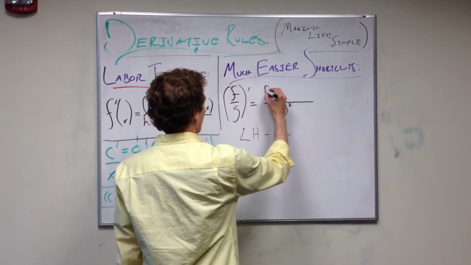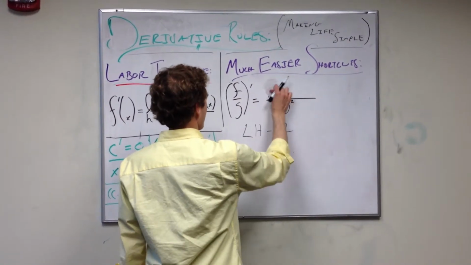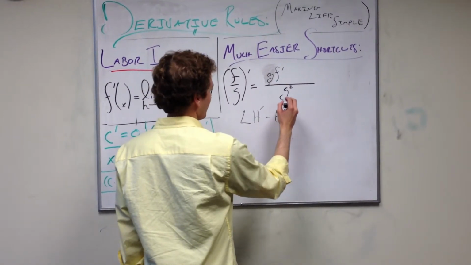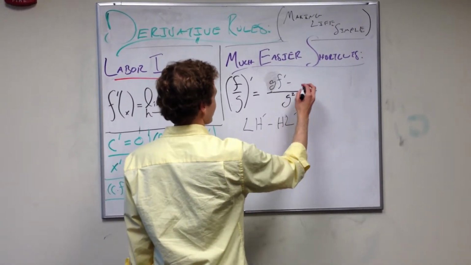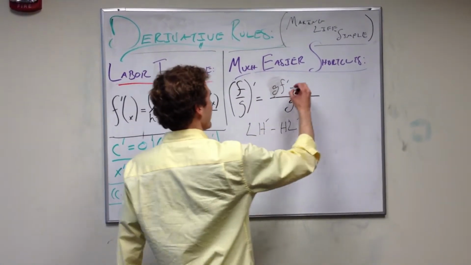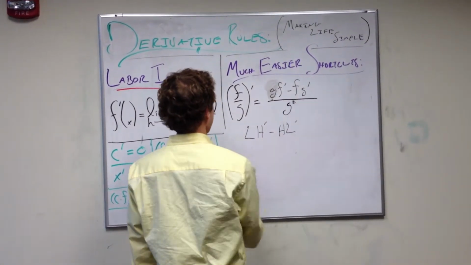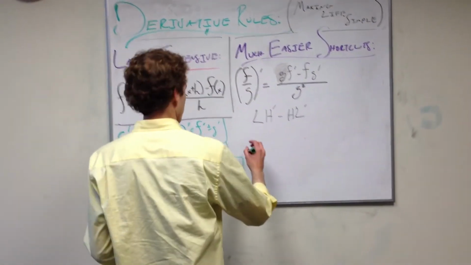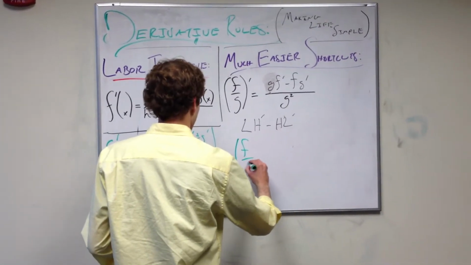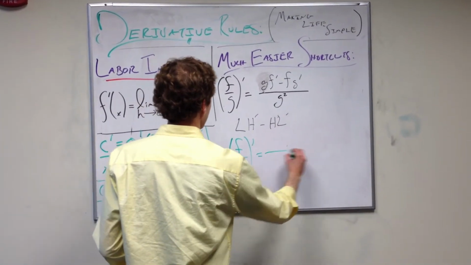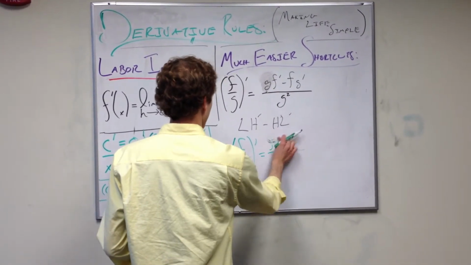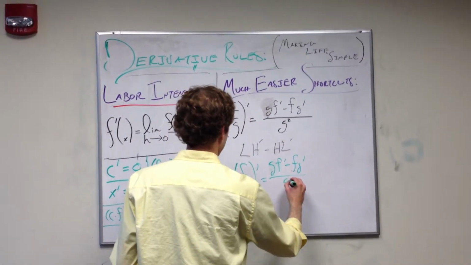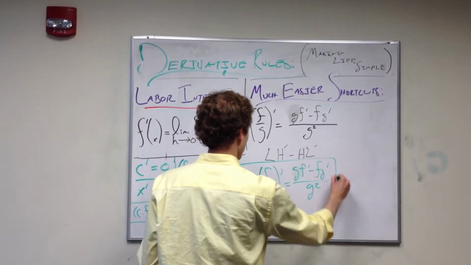So we have low d high, we have g f prime, minus the top, high, that's what we mean by high d low, f g prime. And this is our quotient rule. So let's write this over here. f divided by g prime is equal to g, I'm sorry, not f, g f prime minus f g prime over g squared.